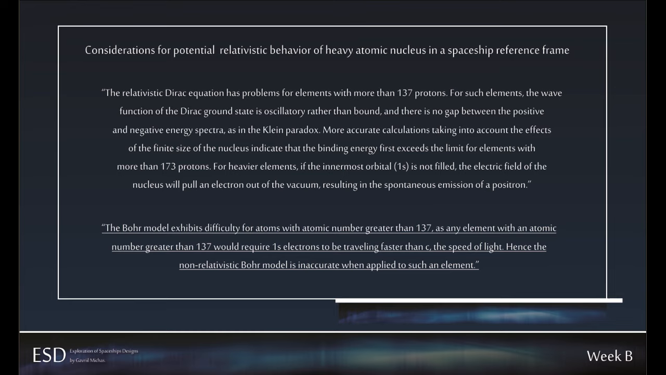173 protons. For heavier elements, if the innermost orbital, 1s, is not filled, the electric field of the nucleus will pull an electron out of the vacuum, resulting in the spontaneous emission of a positron. The Bohr model exhibits difficulty for atoms with atomic number greater than 137, as any element with an atomic number greater than 137 would require one's electrons to be traveling faster than the speed of light. Hence the non-relativistic Bohr model is inaccurate when applied to such an element.